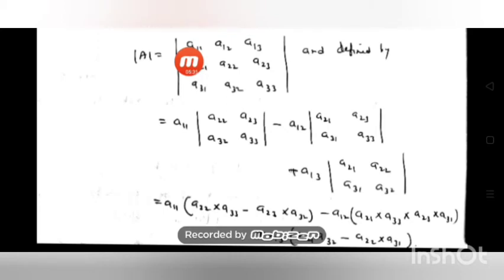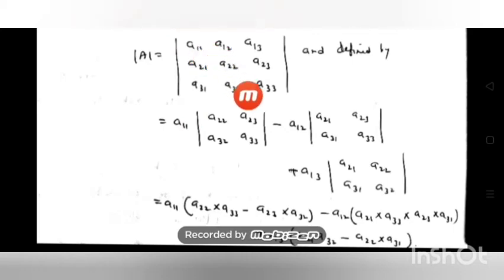When I take the first row, first column element, you delete the row and the column where that particular element is present. That means you delete the first row and first column. If you delete those, what is left? This determinant is left: a22, a23, a32, a33. So for the first element, you write down a11 into the determinant left after deleting the row and the column. This one we have written. Then give first positive, then negative sign.